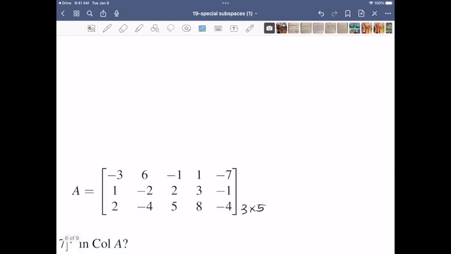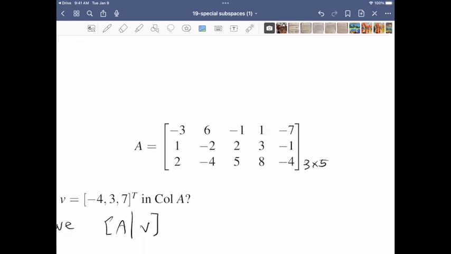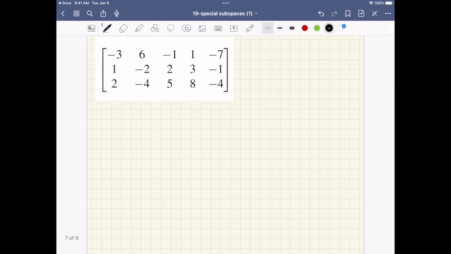So we have this matrix A, and negative 4, 3, 7 goes to the other side of the bar. And this is the augmented matrix we are going to work on. For this, we try to do REF.